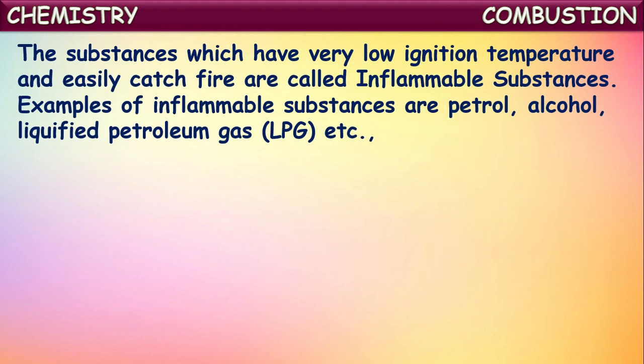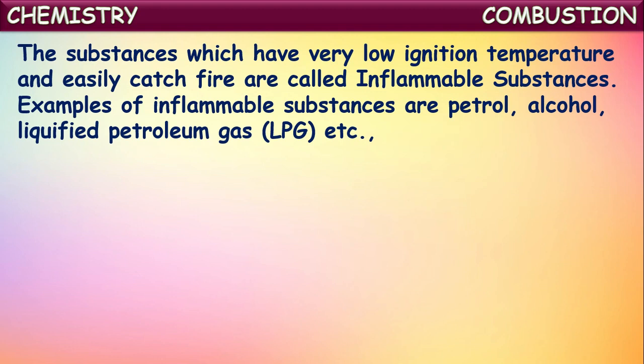The substances or the fuels which have a very low ignition temperature and easily catch fire are called inflammable substances. You might have observed these words on certain tankers on the roads. They'll be carrying some chemical substances like petrol, CNG, and some other chemicals. On those tankers, it will be written highly inflammable.